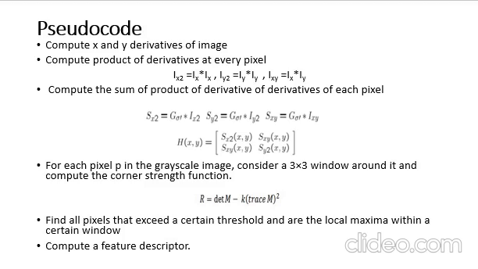For each pixel p in the grayscale image, consider a 3x3 window around it and compute the corner strength function. That means compute the response of the detector at each pixel, which is R equal to determinant of M minus k times trace of M squared. Then find all pixels that exceed a certain threshold and are the local maxima within a certain window. The last step is to compute a feature descriptor.